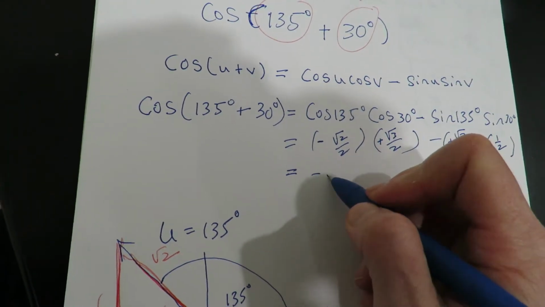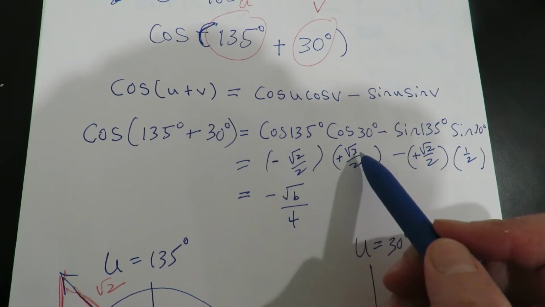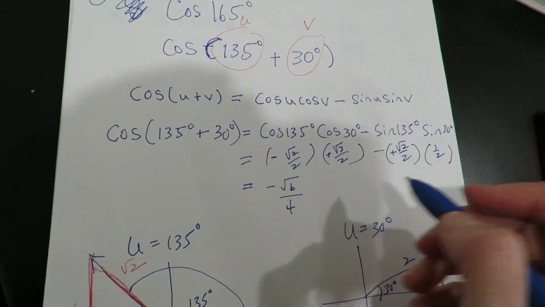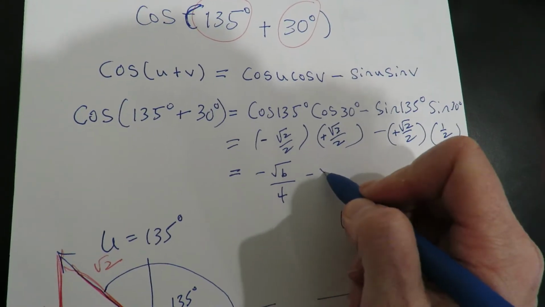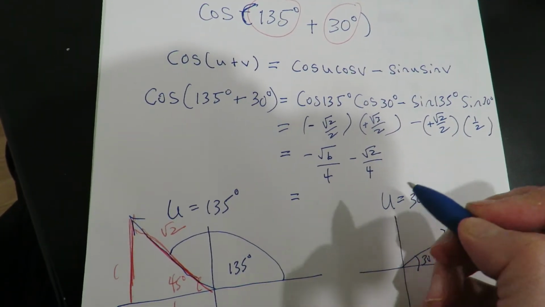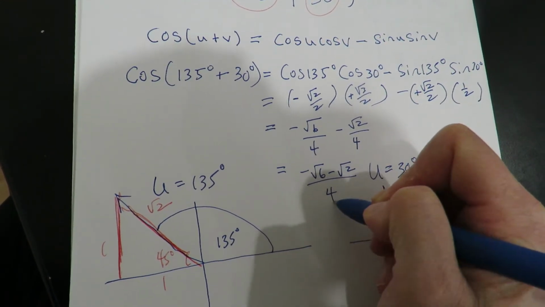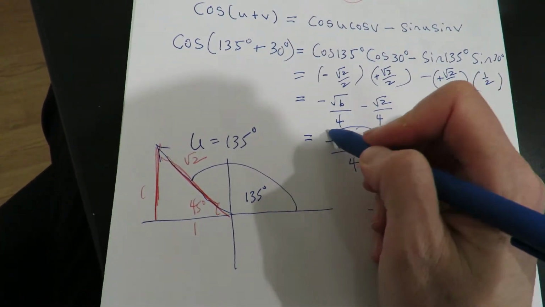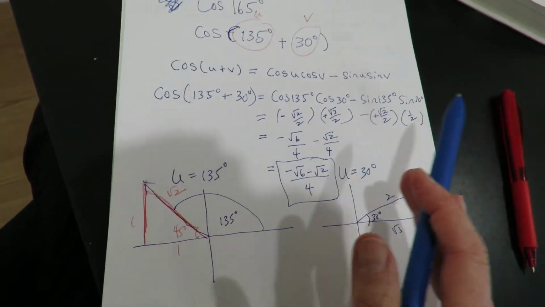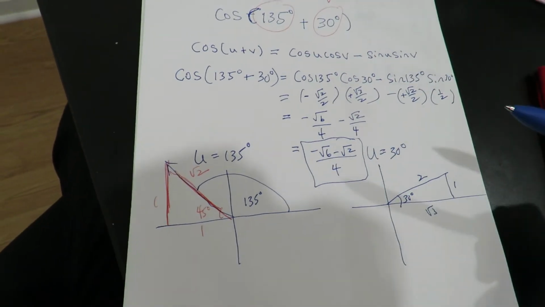So this is going to be negative radical 6 over 4, this times this times this, minus radical 2 over 4, which combines to negative radical 6 minus 2 over 4. I don't want a calculator approximation for this on the test 3 final exam combo. I want to see all these steps and these pictures, just like this.